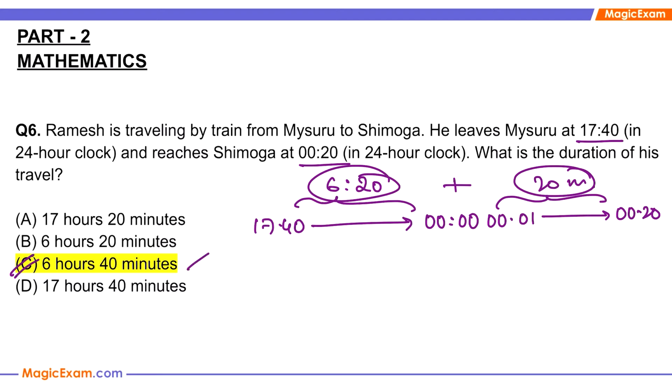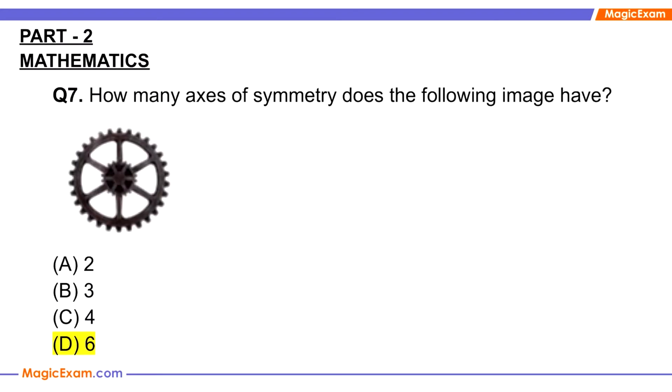How many axes of symmetry does the following image have? Now, an axis of symmetry is a line that we can draw through an image, and if we fold that image along that line, the two parts must be exact mirror images of each other and they should coincide with each other. Now, if we draw one line like this, and if we fold this image, you can see that both the parts are exactly equal and they will coincide.